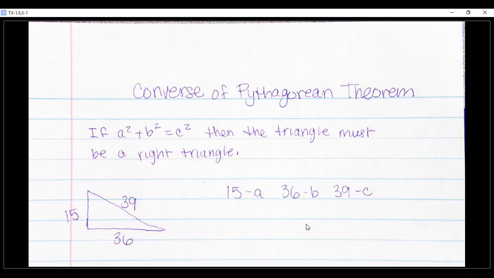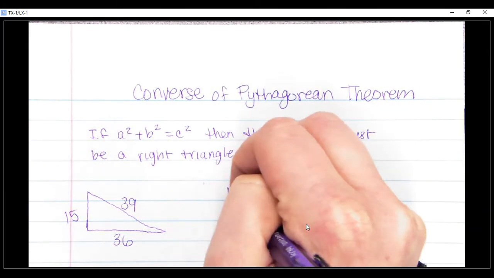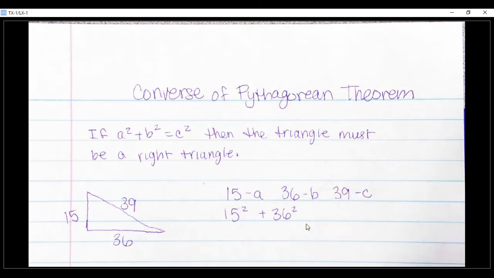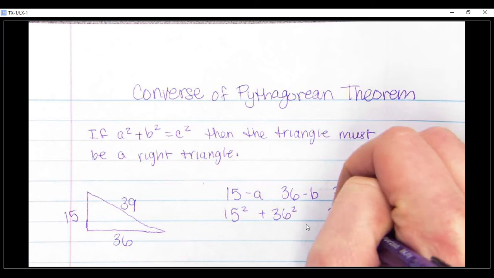So my step 2 is to plug the numbers into a squared plus b squared equals c squared. And after squaring, if a and b equal c, then yes, it is a right triangle. So I have my 15 and I square it, and I'm adding that to my 36 squared. And we're going to see if that equals 39 squared.